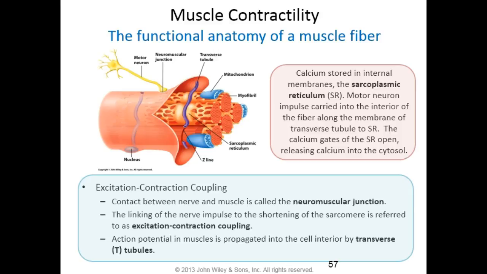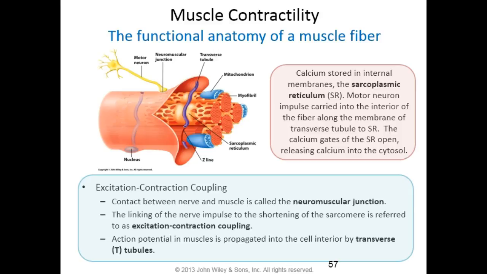All this is triggered at the neuromuscular junction with the release of calcium, which moves the troponin out of the way so that the myosin head can bind to the actin filament. So contact between the nerve and muscle is called the neuromuscular junction, and the linking of the nerve impulse to the shortening of the sarcomere is referred to as excitation-contraction coupling.